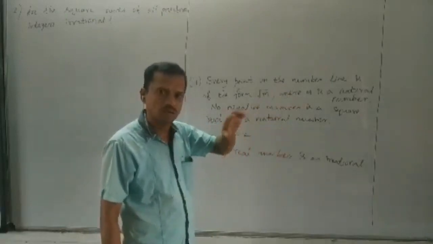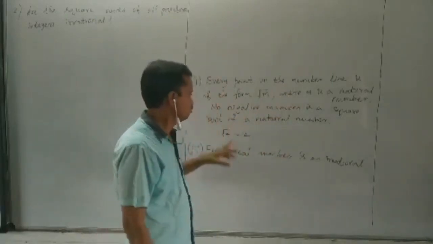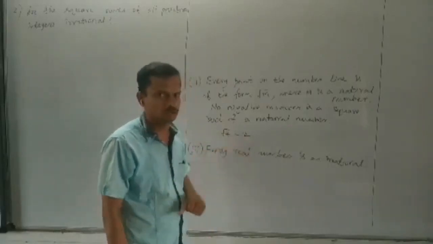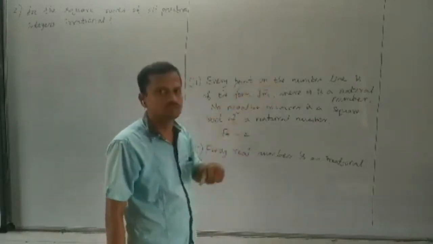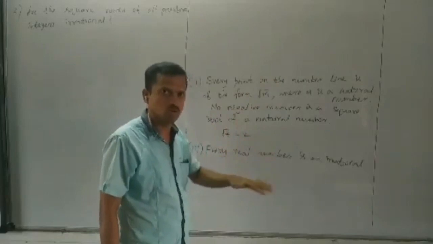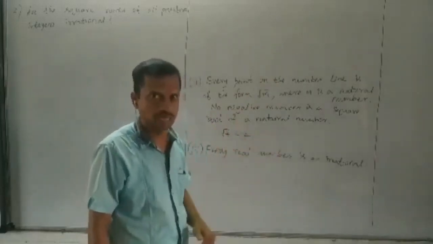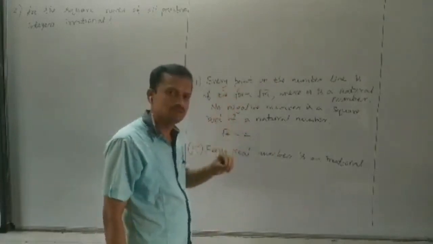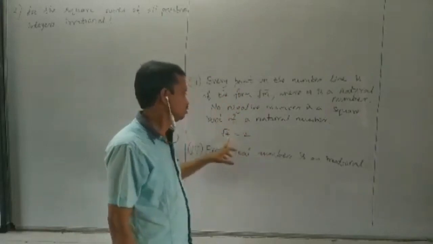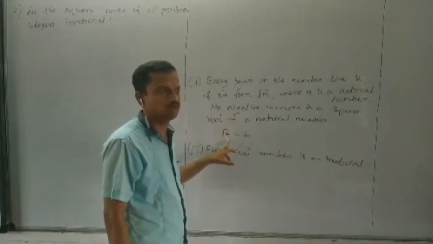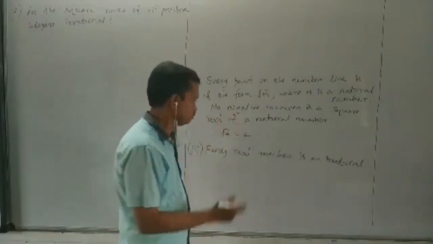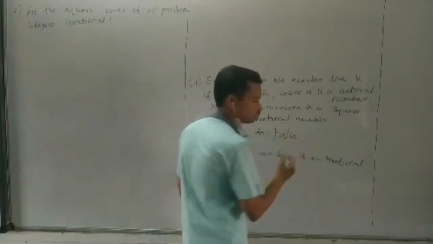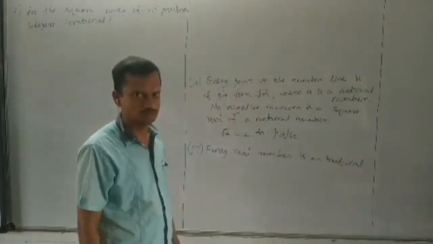Natural number means only positive number, 1, 2, 3, etc. So if you take square root for a positive number, that is a natural number, the answer should be positive. But the number line has negative numbers also. Every point means any point, so negative numbers will also come. But here, when we take square root of a natural number, we won't get a negative as an answer. So the answer is false. Okay? It's clear to you?